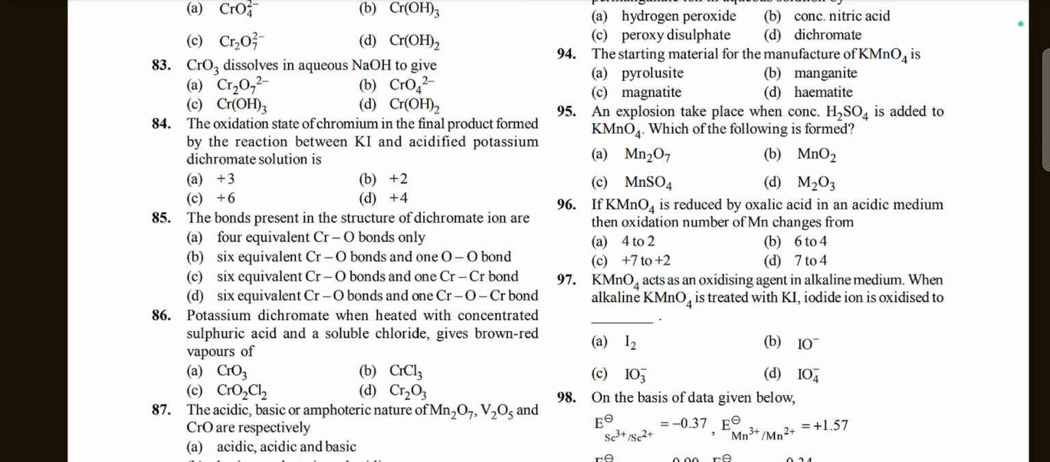KMnO4 acts as an oxidizing agent in alkaline medium. When alkaline KMnO4 is treated with KI, iodide ion is oxidized to IO3- in alkaline medium. So option C will be the answer.